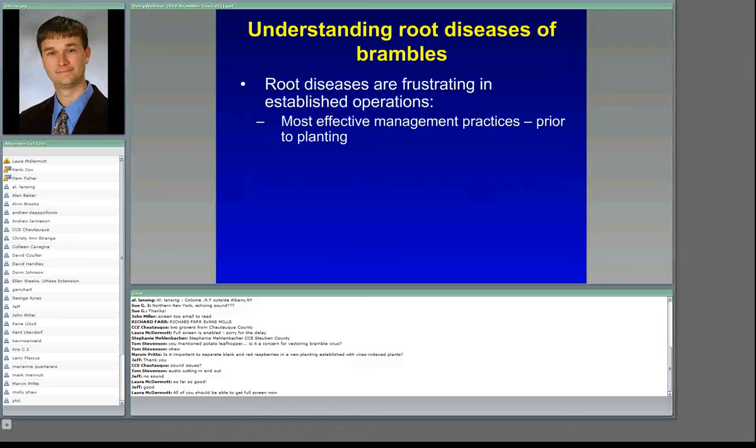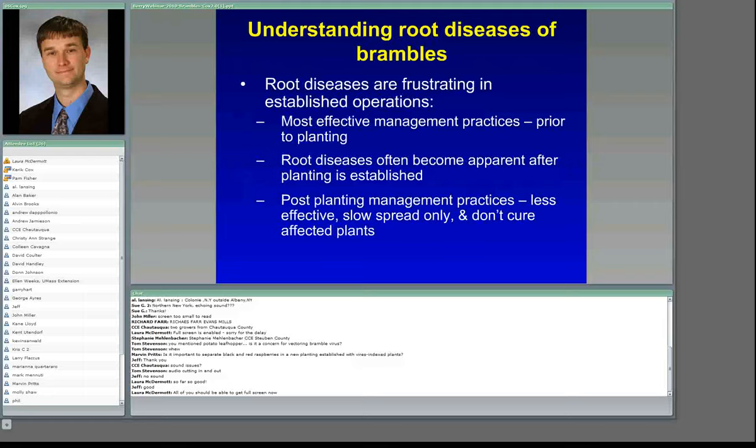Oftentimes, they become apparent after the planting is established. You've gone on several years, and all of a sudden, they are beginning to show up. Three, unfortunately, the post-planting management practices, when you're in these situations, are less effective, and they seem to only really slow the spread. And unfortunately, there is very little one can do to cure the affected plants when the problem becomes fairly apparent to both you and any extension person coming to visit your site as well.